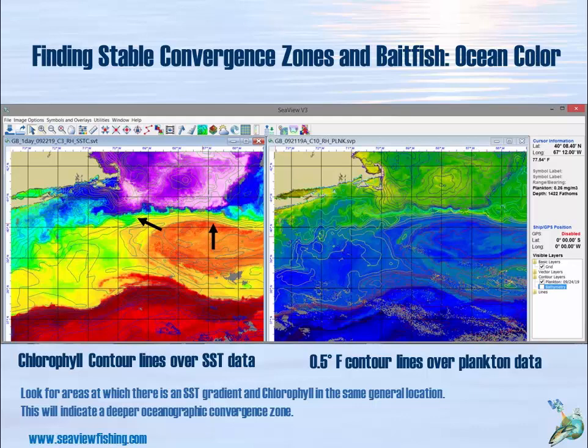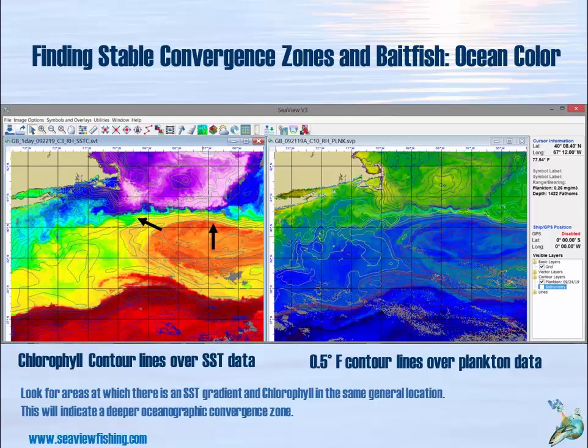In most, but not all regions, tuna will most often be found on the warmer side of an SST edge, in the 80 to 83 degree Fahrenheit water, near a plankton edge on the blue side of the color gradient. Look for areas at which there is an SST gradient and chlorophyll in the same general direction. This will indicate a deeper oceanographic convergence zone. You can also display the SST data as contour lines over the plankton imagery, or display the plankton data as contour lines over the SST imagery to see the different types of data simultaneously.